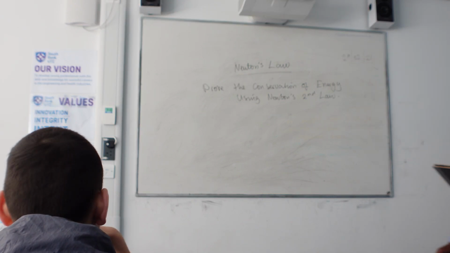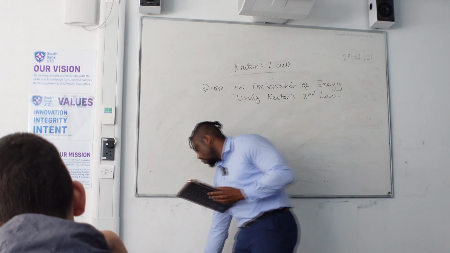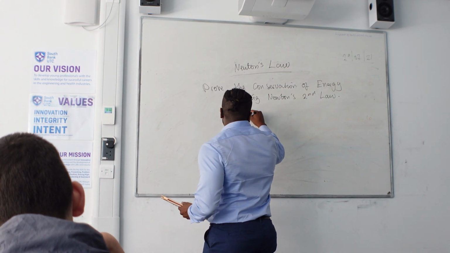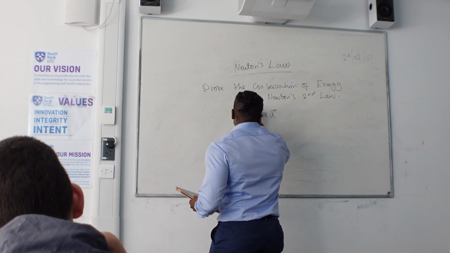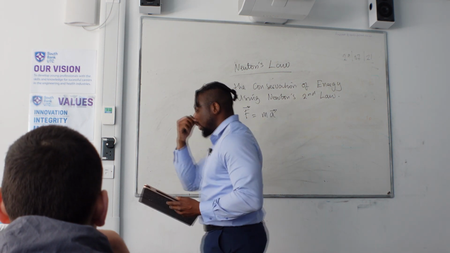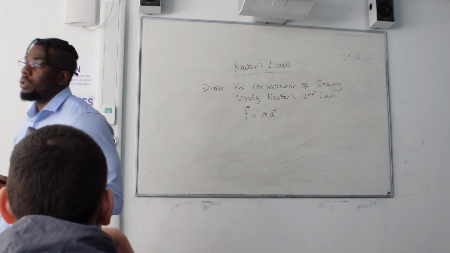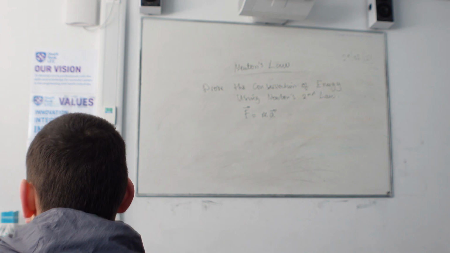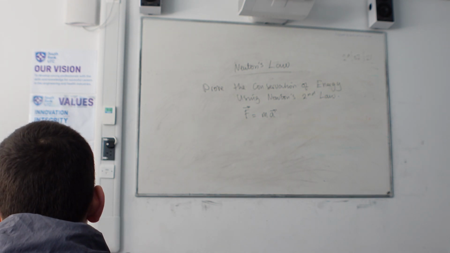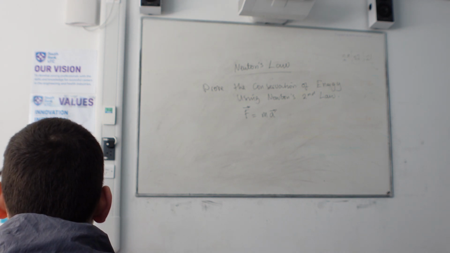Yep. We start by writing what the second law is. So F equals ma. In this case, we don't actually need to write down the fact that they're vectors, because we're going to be doing some mathematics in order to rewrite how this expression looks. But yeah, we'll start with F equals ma.